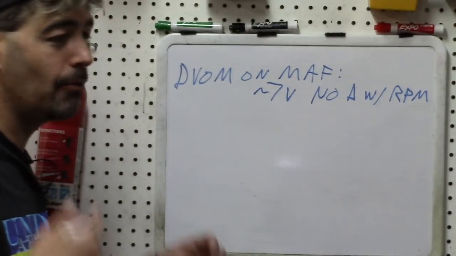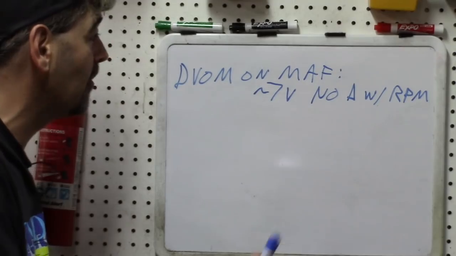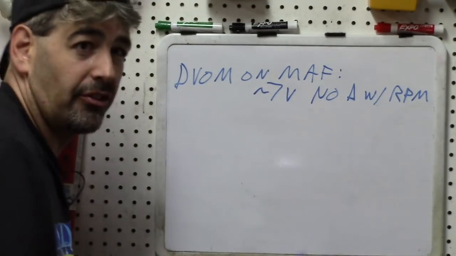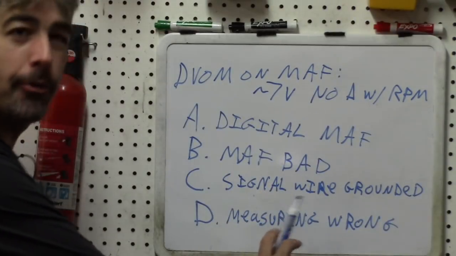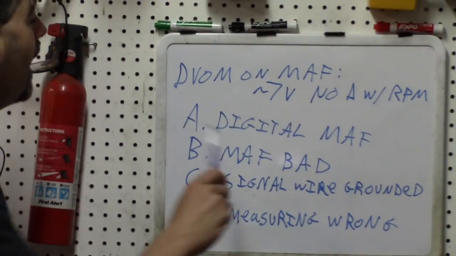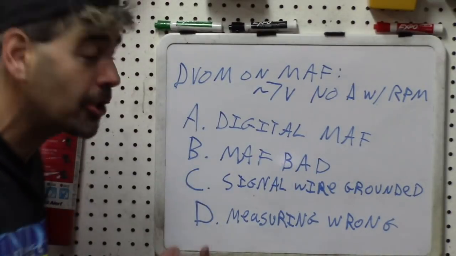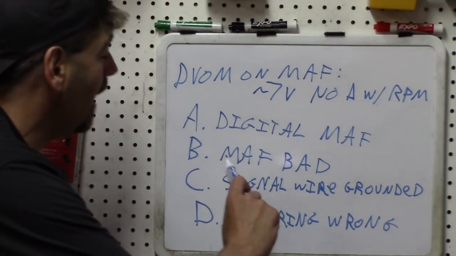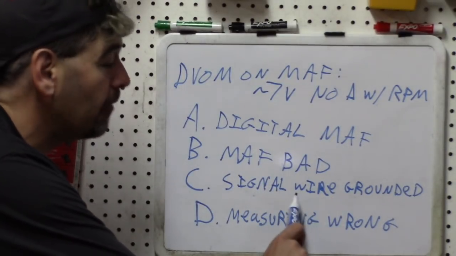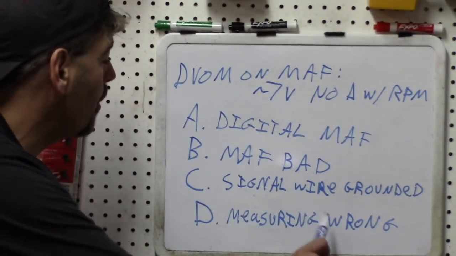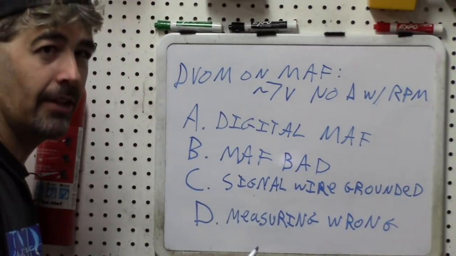So based on what we remember and our understanding of the operation of the mass airflow sensor, what would you tell this guy in this case with this data? And we'll make a multiple choice out of this. Would you say that the problem is he has a digital MAF and therefore cannot measure using a DVOM? His MAF sensor is indeed bad. He has a grounded signal wire to the MAF, or he is measuring it wrong. So what would your answer be?